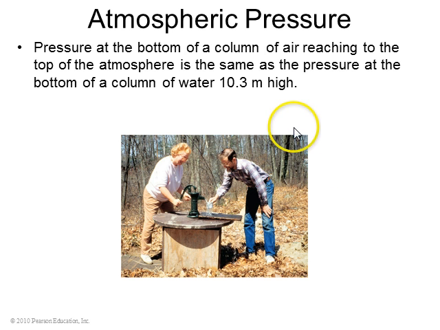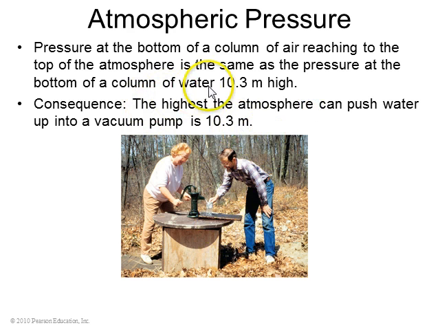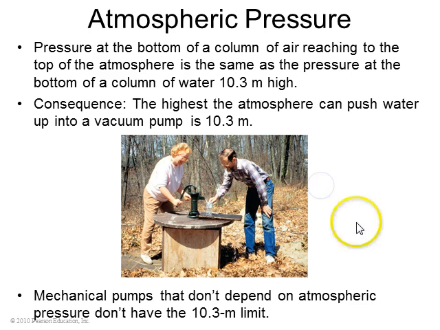One consequence of atmospheric pressure is that we can use suction to pump things. So if you pump out a vacuum, then the air pressure can actually push a liquid up a straw or up a big tube. And it turns out that if you have a big column of water being pushed up, then if that column of water is 10.3 meters high, then the pressure at the bottom is the same as atmospheric pressure. And so that's as high as the atmosphere can be used to push water. So above that limit, you have to use some sort of a mechanical pump.